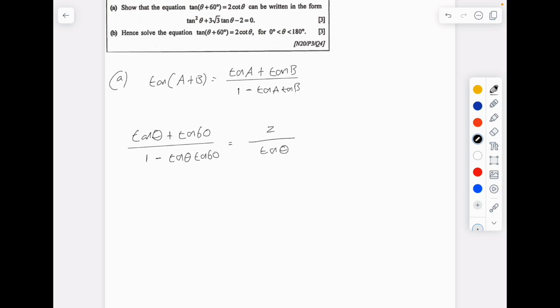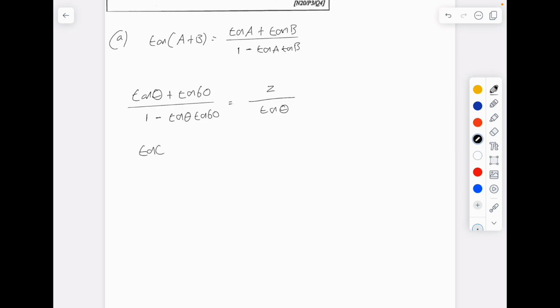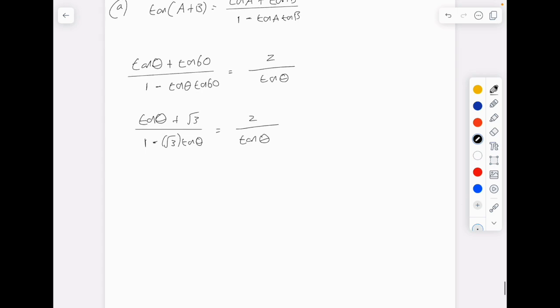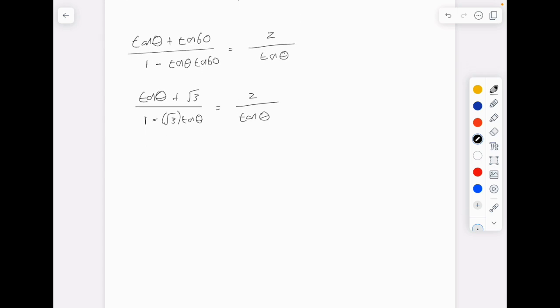And so, we can therefore say that, well, tan theta plus root 3 over 1 minus root 3 tan theta is equal to 2 over tan theta. Therefore, simplifying this out, tan theta plus root 3 is equal to 2 times 1 minus root 3 tan theta.